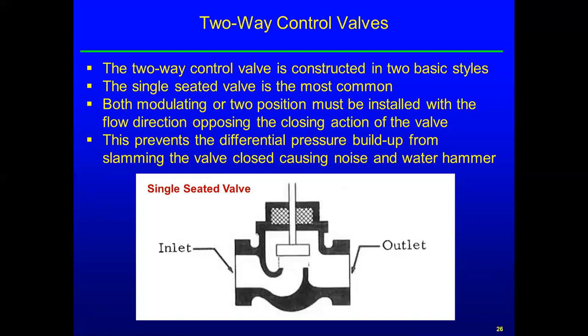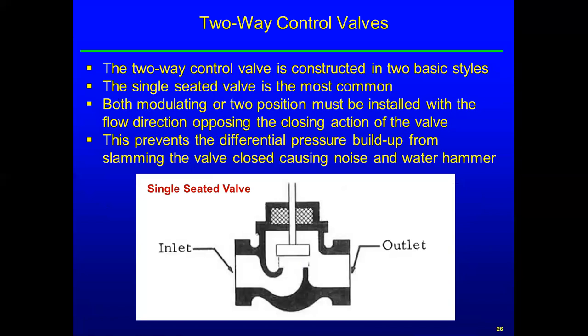Okay, so we're going to talk a little bit about two-way control valves. Two-way control valves are constructed in two basic styles. We can have a single-seated and we can have a double-seated valve. This shows obviously the single-seated valve. And also they can be modulating and two-position. But both of those must be installed with the flow direction opposing the closing action of the valve.